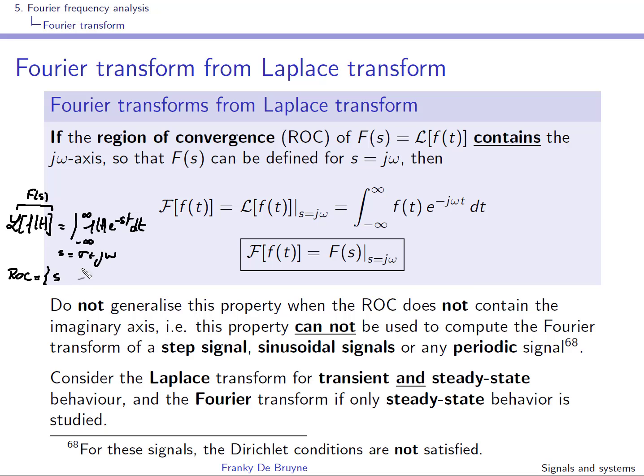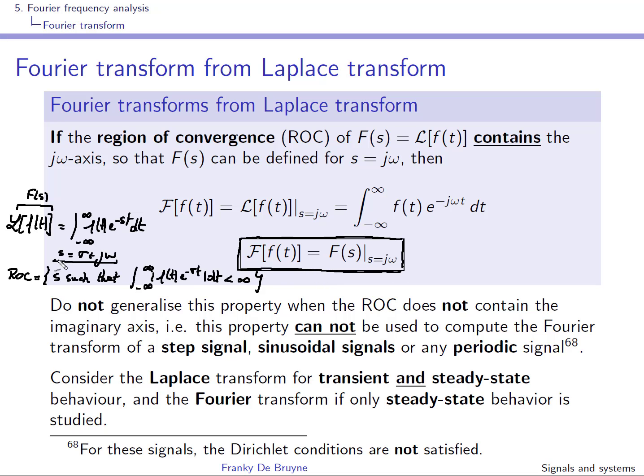It's all s as defined here, such that the following integral, f of t e to the minus sigma t in absolute value, converges. Okay, so this is the region of convergence. So you see, when looking at the Laplace transform and the Fourier transform, that if you do this trick over here, everything is nice and easy.